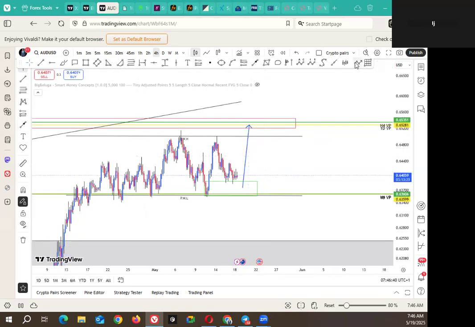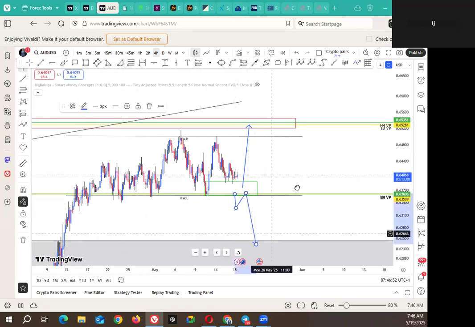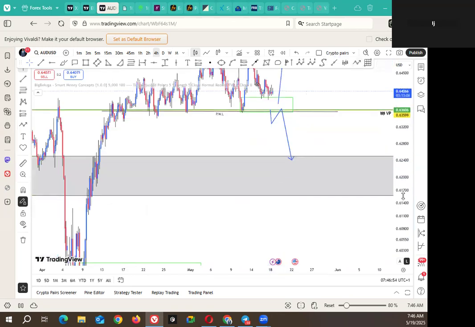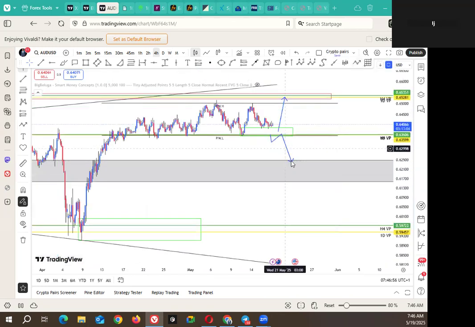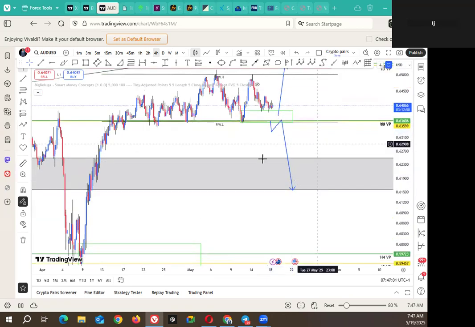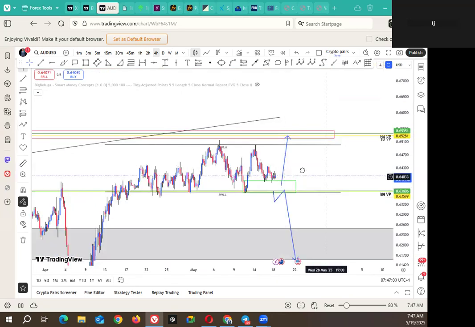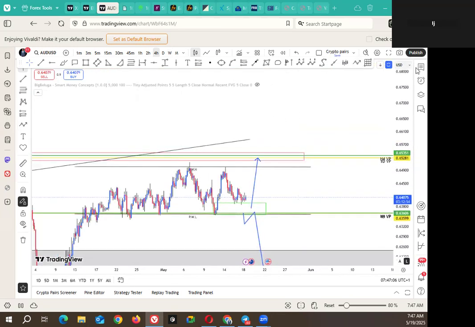But whatever happens, if AUD breaks this demand zone, this massive demand zone, over here, we're going to expect a retest to an optimization zone and then sell to the downside. And this drop could be very, very massive. So that's what I see for AUD. But for now, it's still showing some buy intentions.